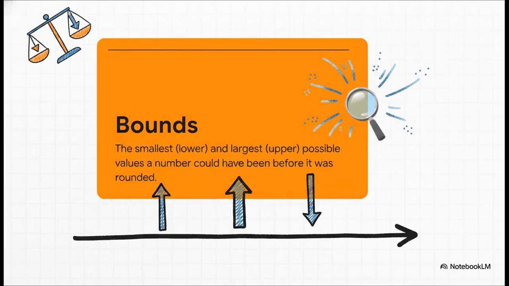But wait, what even are bounds? Let's quickly clear that up. Think of it like this. They're the absolute limits, the smallest and largest a number could possibly have been before someone rounded it. They define the range of possibilities.